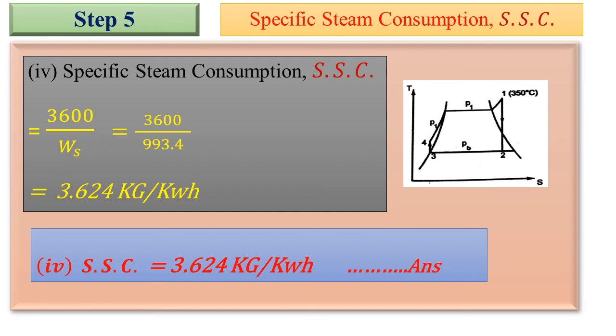What is the significance of specific steam consumption? Its meaning is that 3.624 kg of steam will be consumed per hour to produce 1 kilowatt power output. This is the significance of calculating or knowing the value of specific steam consumption.